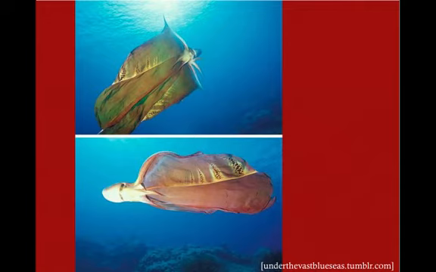Here is a blanket octopus. This blanket octopus has an extra flap of webbed skin. This is to appear larger and scare off its predators.